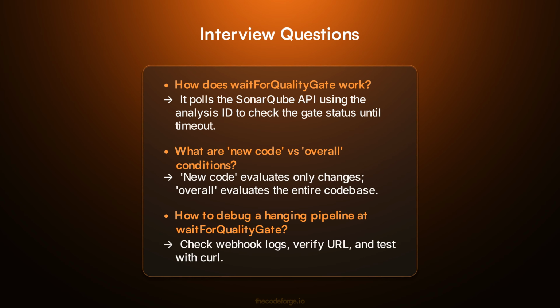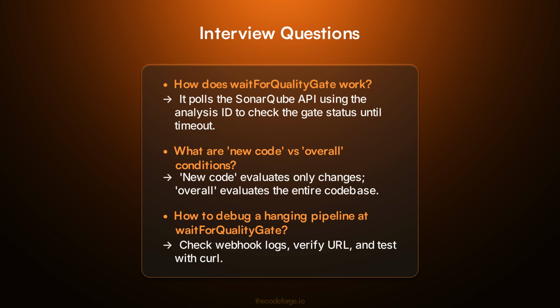Let's run through some common interview questions. How does waitForQualityGate work? It polls the SonarQube API using the analysis ID to check the gate status until timeout. What are new code versus overall conditions? New code evaluates only changes. Overall evaluates the entire codebase. How to debug a hanging pipeline at waitForQualityGate? Check webhook logs, verify URL, and test with curl.